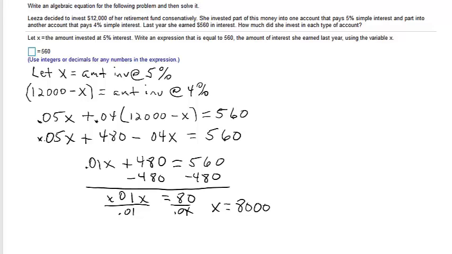She would invest the remainder at the 4%. So if she started with $12,000 and we subtract the $8,000 that was invested at 5%, that tells us that she invested $4,000 at 4%.